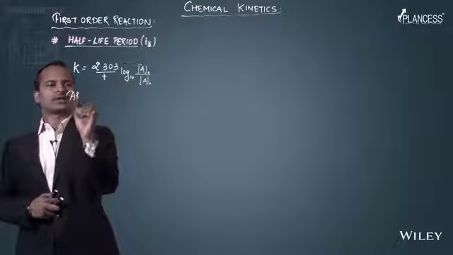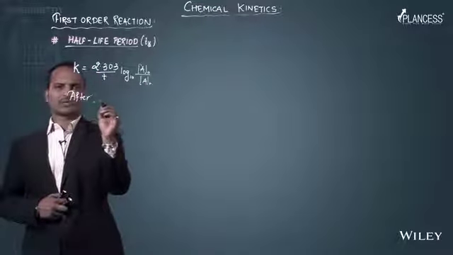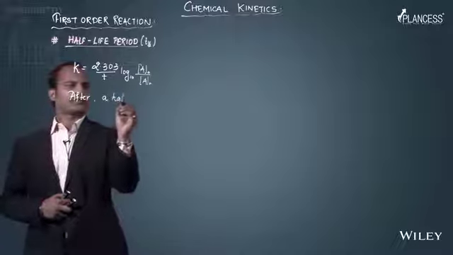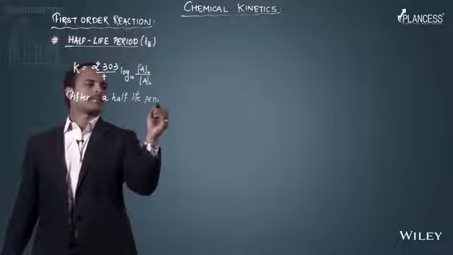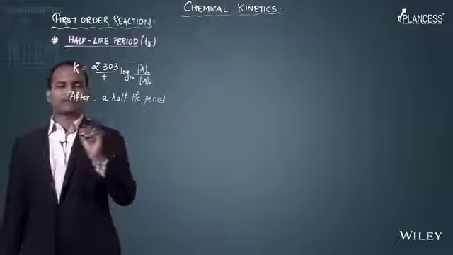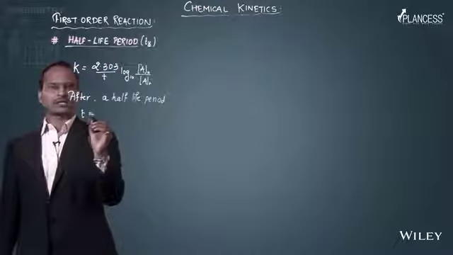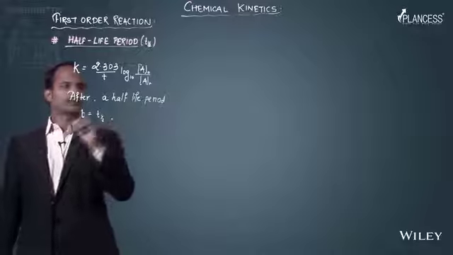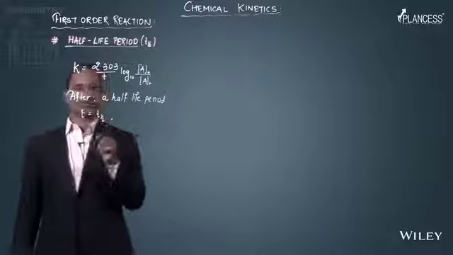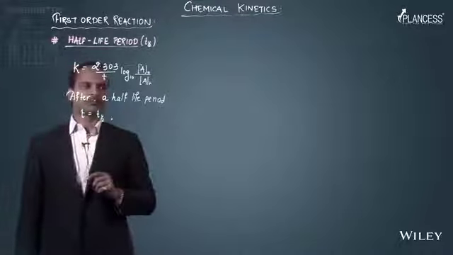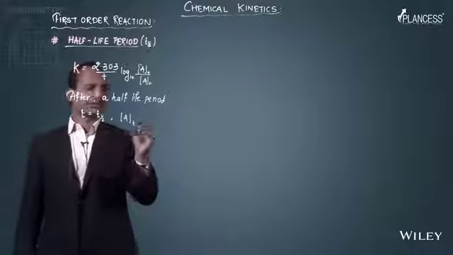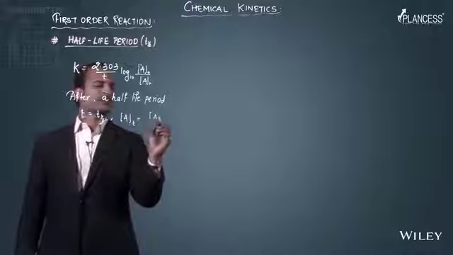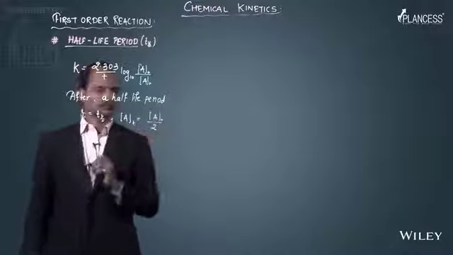Now suppose one half-life period is completed. That is, I can say t is equal to t half. And after one half-life, if t is equal to t half, then how much reactant will be left? The amount of reactant left, that is A t, is going to be half of the initial amount, that is A naught upon 2.